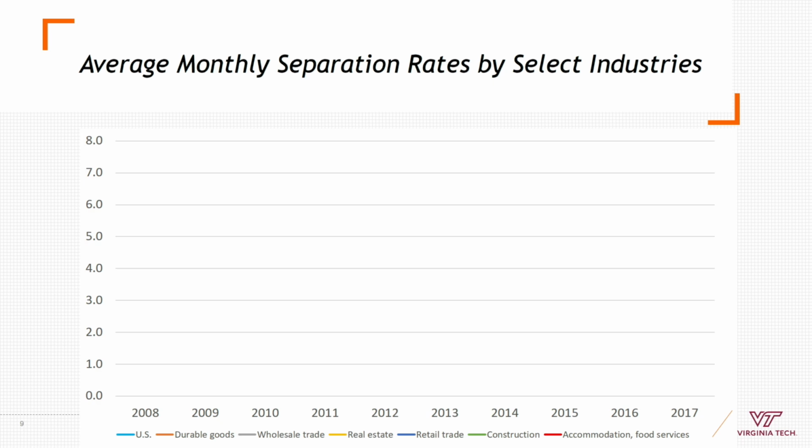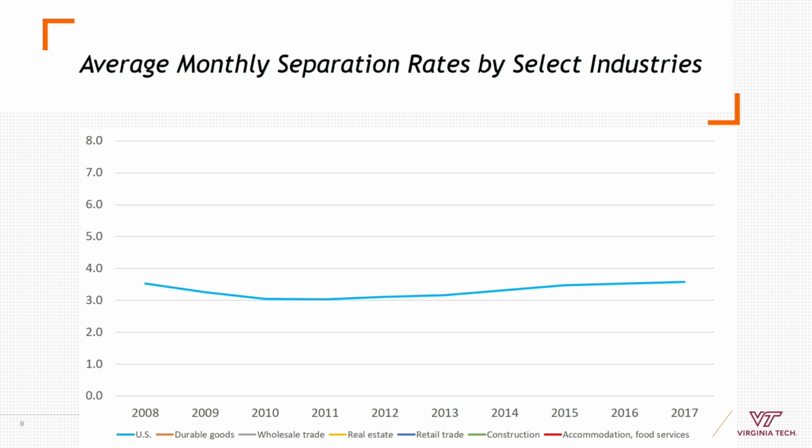So total separation, or the separation rate, is both voluntary and involuntary separations divided by total employment. And this is for each month. So if you think about a year, it's not quite just multiplying by 12, but that kind of gives you an idea of the range.